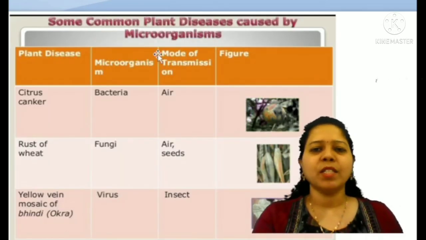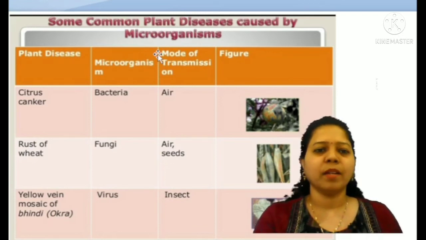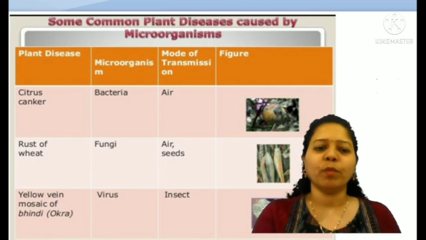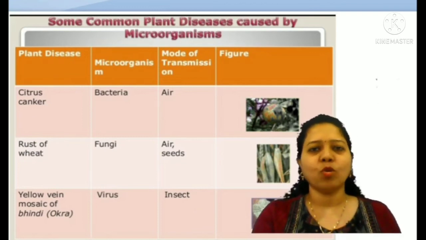Some common plant disease-causing microorganisms are given in this table. Citrus canker is one plant disease which is caused by bacteria through air, and this is the picture which shows the citrus canker disease. Second, rust of wheat, which is caused by fungi, and the mode of transmission is air and seeds. Yellow vein mosaic of bhindi is caused by a virus, the mode of transmission is an insect. These are the three types of plant diseases caused by microorganisms.